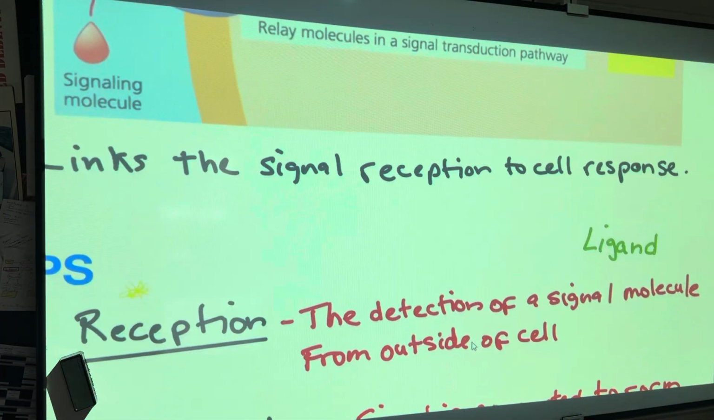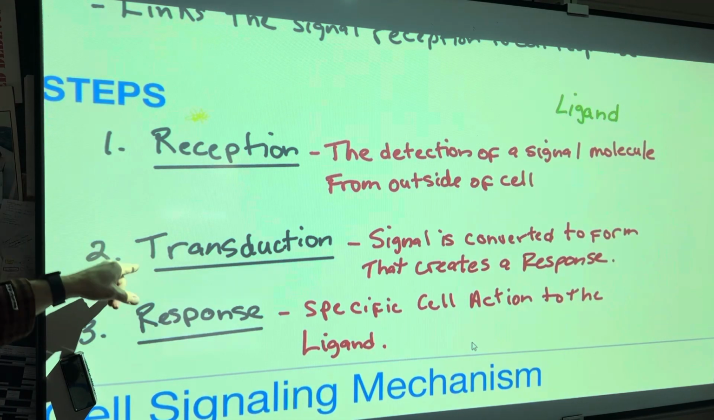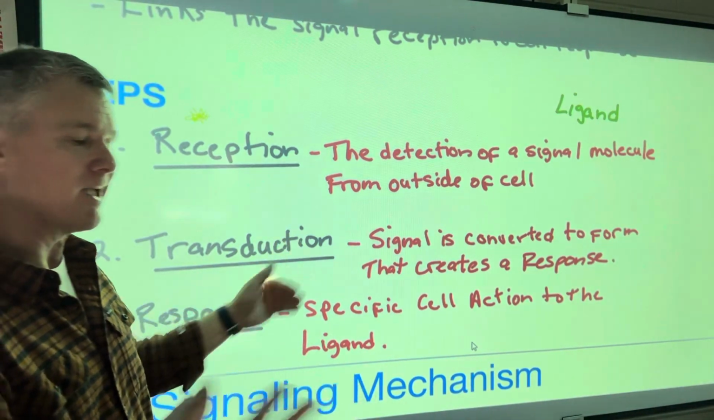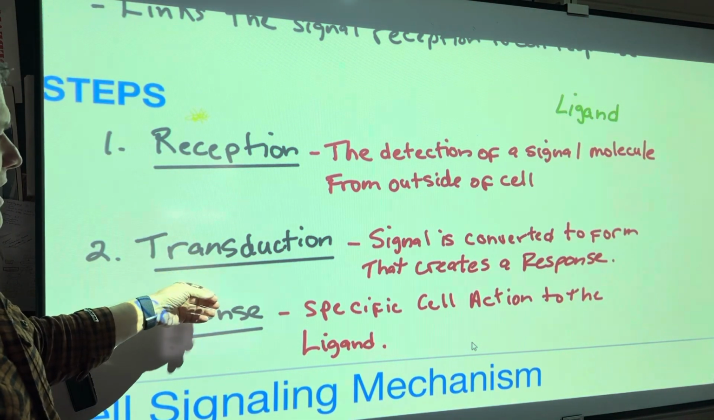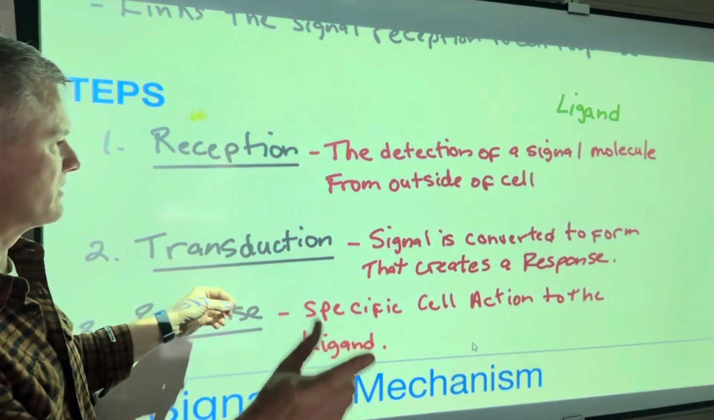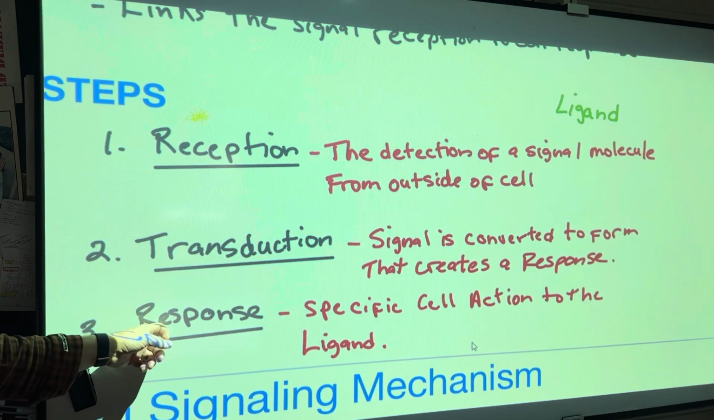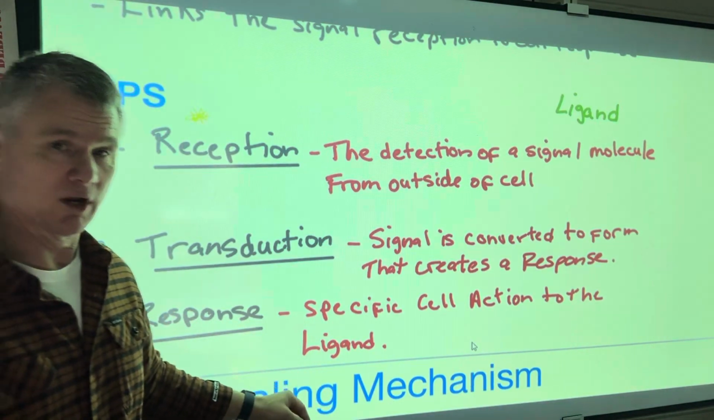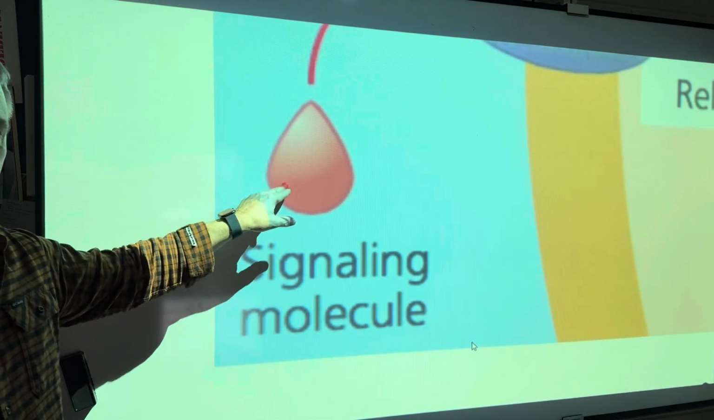Let's look at them a little more. Reception is just the detection of the signal molecule that originates from outside the cell. The next step is that the signal is going to be converted to a form that the cell can actually use. Remember, this signal cannot get across the membrane, so Mother Nature has figured out a way to use that target protein on the surface of the cell to convert the signal, which will eventually lead to a response from the cell. And the response is very specific to whatever the ligand is. Now, the ligand is simply that signal molecule. This would be the ligand.